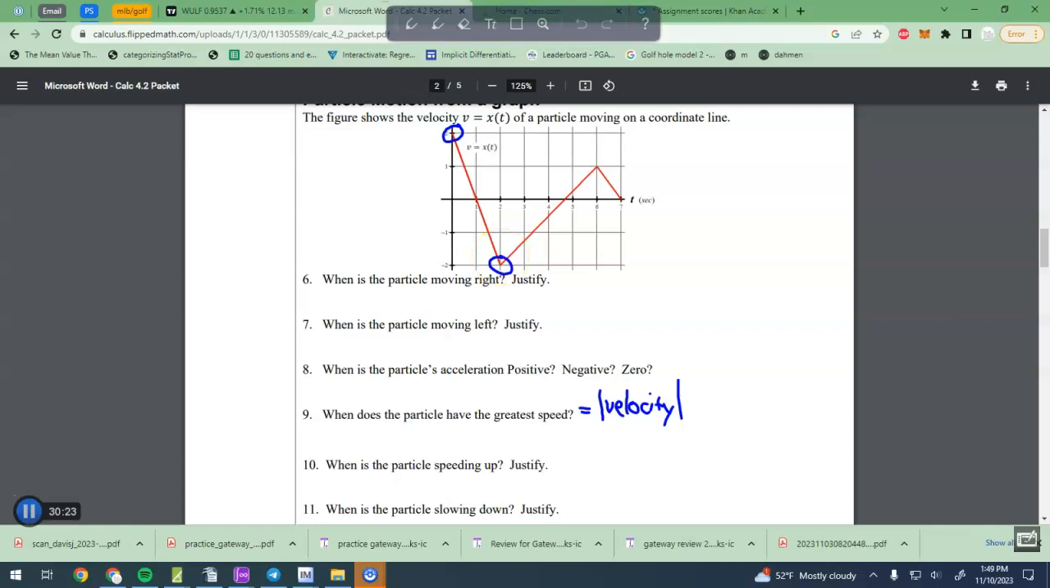That and that, right? Greatest speed is basically the furthest distance from the x-axis. If I were to graph the absolute value, anything that would go below the axis, since absolute value forces things to be positive, just bounces. That would be the absolute value, that would be the speed graph. If it's positive, it stays positive. If it was negative, it flips up. So right here, we get a speed of 2 twice. So when does the particle have the greatest speed? At t equals 0 and t equals 2.